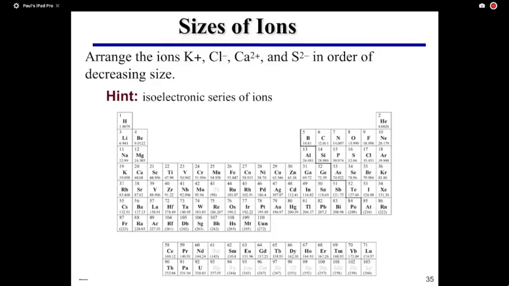Okay. Here's an isoelectronic series. What did I say the trend will be? Which is the biggest?